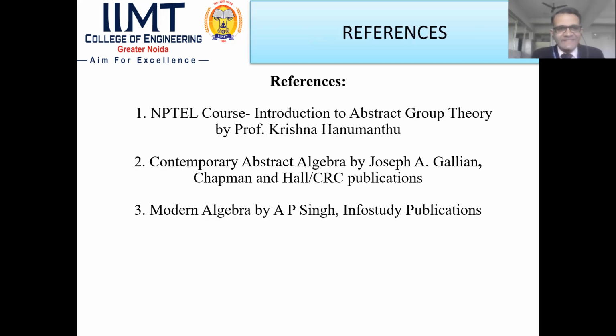So we have some references. First one is the NPTEL course Introduction to Abstract Group Theory by Professor Krishna Hanumanthu, a renowned mathematician in India. Second one is the book Contemporary Abstract Algebra by Joseph A. Gallian. Third one is the book Modern Algebra by A.P. Singh. All these references are very important, but for counting techniques, the third one is most important. This is a very important book for competitive exams, which can help you a lot.